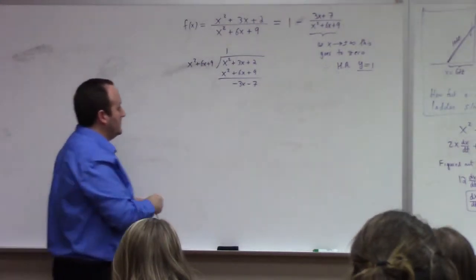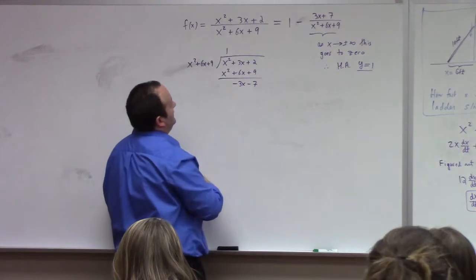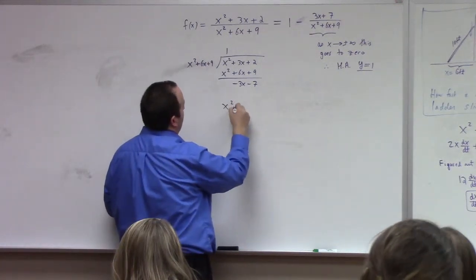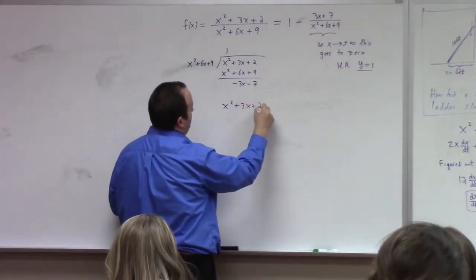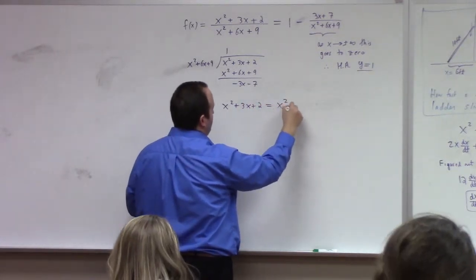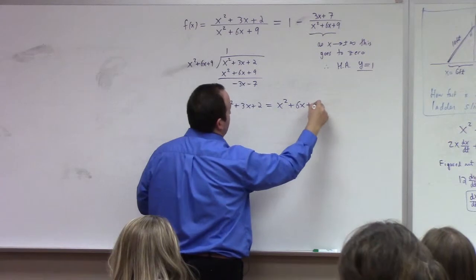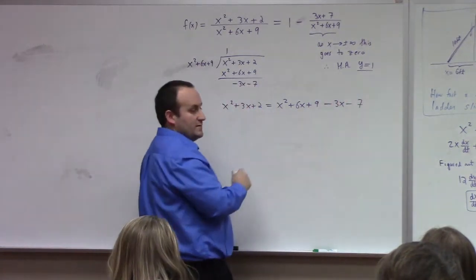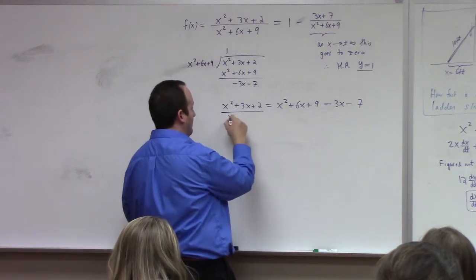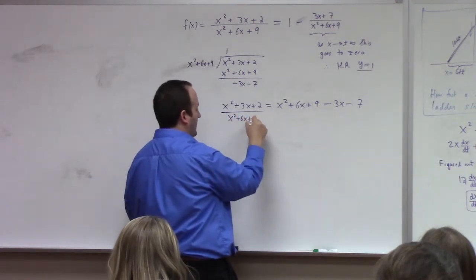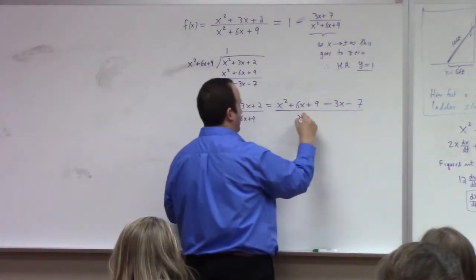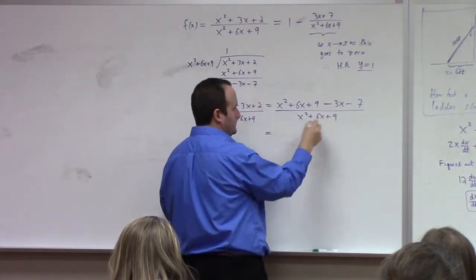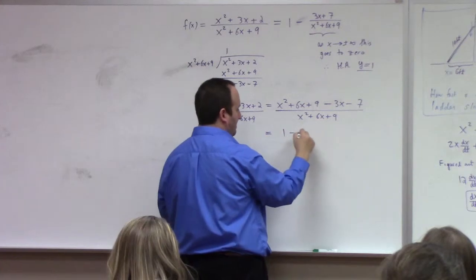And also, with this one, do you really need long division? If you're sneaky, you can just say x squared plus 3x plus 2 is equal to x squared plus 6x plus 9 minus 3x minus 7. And of course, this gives me 1.